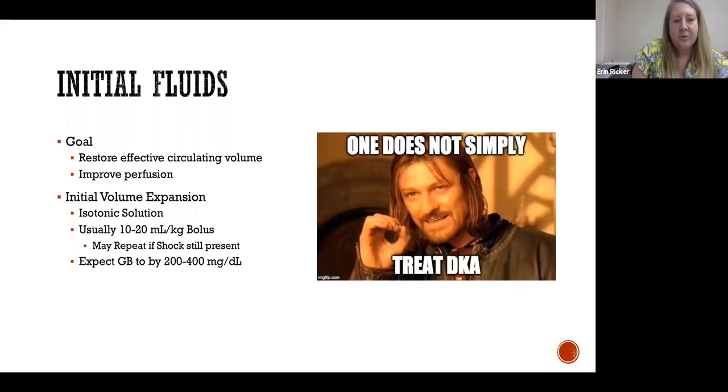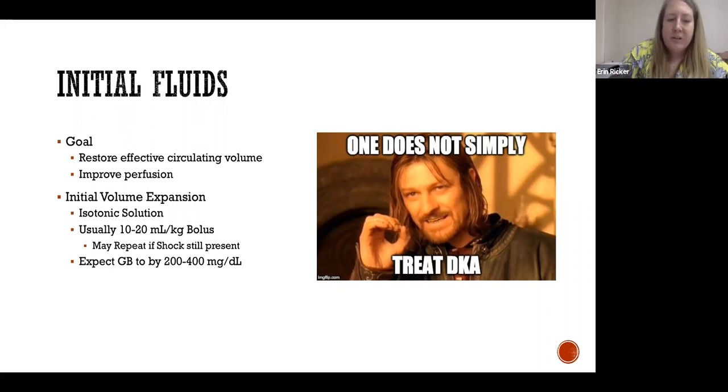So with our initial fluid resuscitation, our goal is mainly just to restore that effective circulating volume. You want to improve their perfusion. Those with really weak pulses might need a little bit more fluid, especially if they're hypotensive. But generally, this can be done with just a 10 to 20 ml per kilo bolus. For this bolus, you'll want to use isotonic solutions. This can be in the form of normal saline or LR. You can repeat if you're still seeing some symptoms of shock.